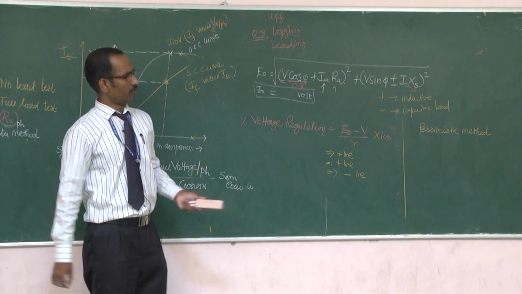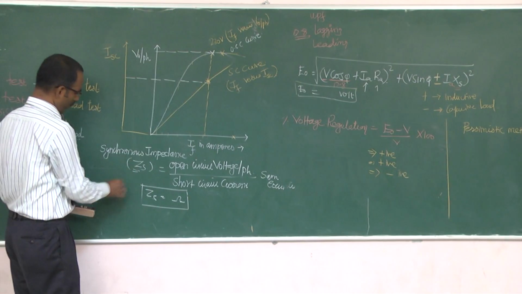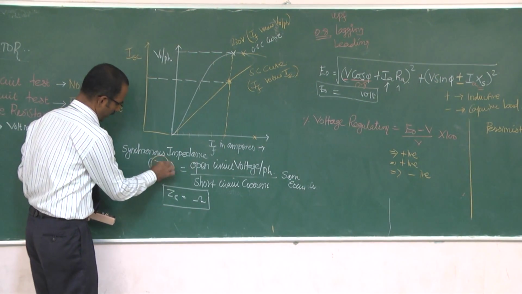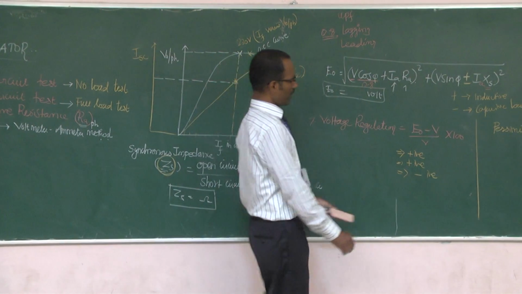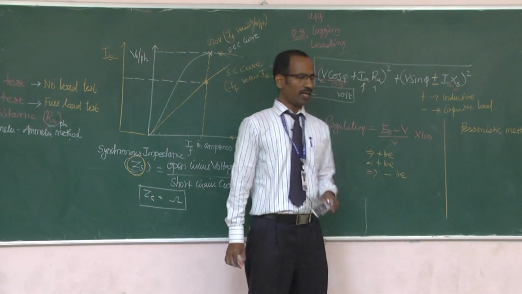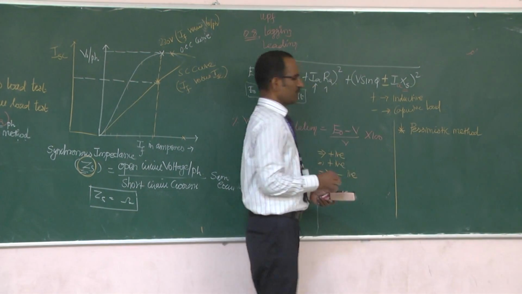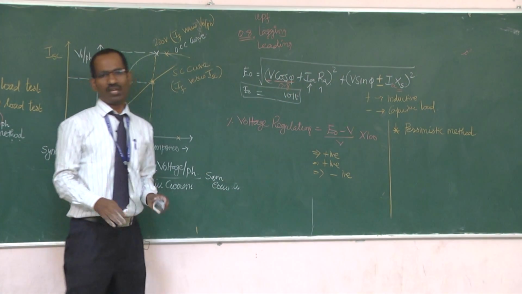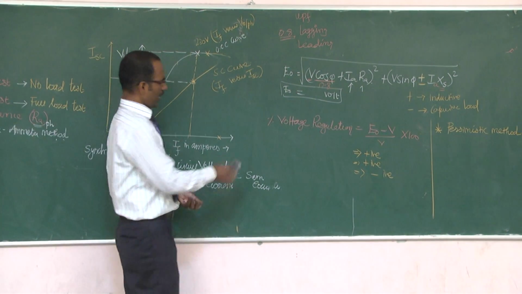Why is it called pessimistic? At low saturation, the synchronous impedance value is always high. If you substitute this impedance value here, we will get a voltage regulation which is greater than the actual value, so it is called pessimistic. What is the meaning of this? We never get the accurate value. The value which we get from this EMF method is always greater than the actual value.